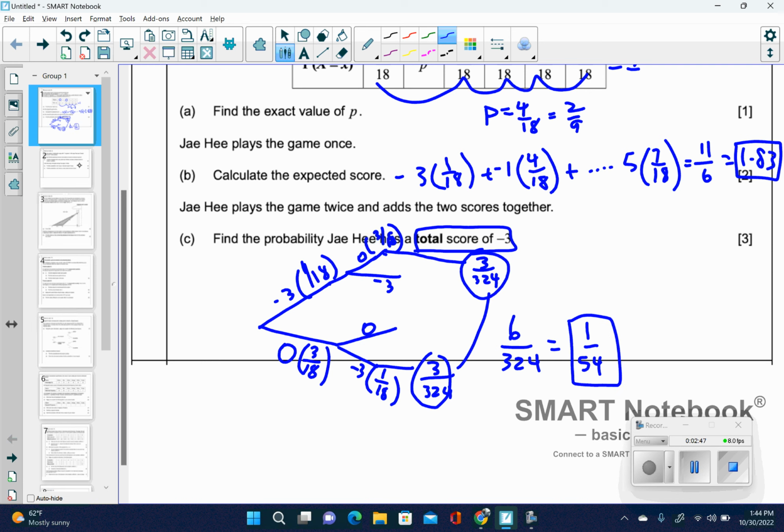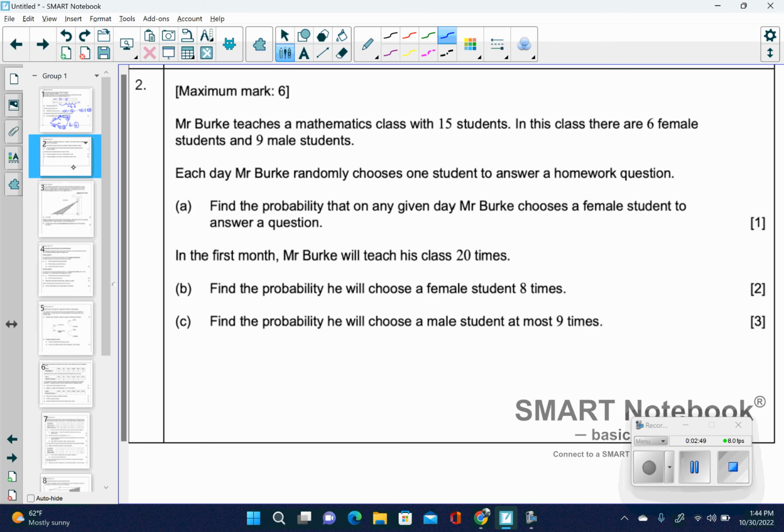Alright, so Mr. Burke teaches a math class with 15 students, 6 female and 9 male. Find the probability that on any given day he chooses a female student to answer a question. So there are 6 female out of 15, so that is 6 out of 15, which you could reduce to 2 over 5. Okay, so 6 females, total 15.